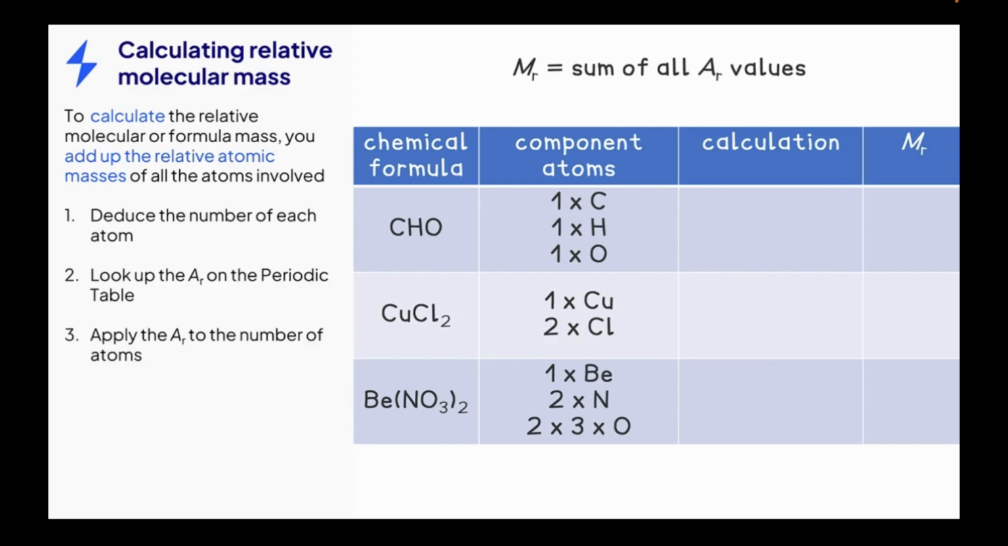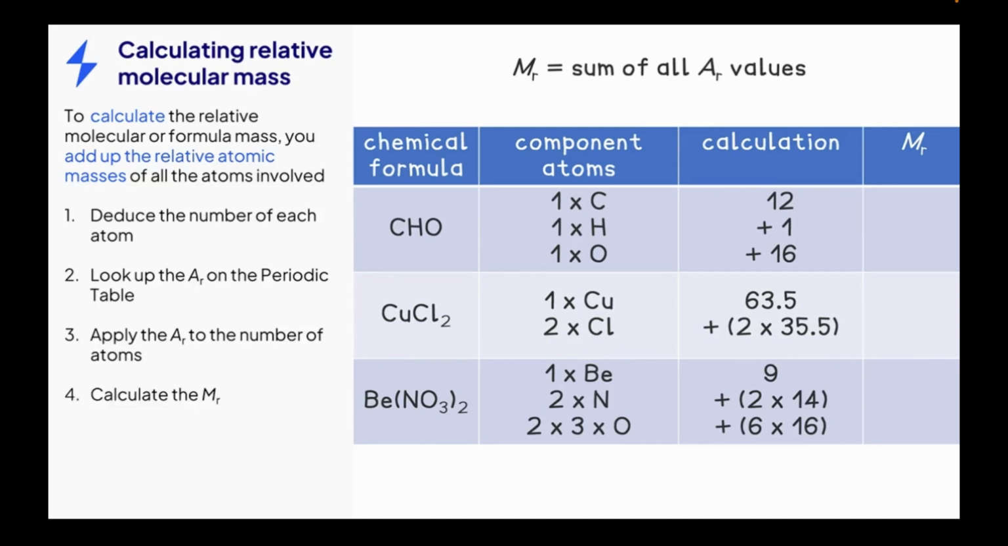So, CH2O is 12 plus 2 times 1 plus 16. CuCl2 is 63.5 plus 2 times 35.5. Be(NO3)2 is 9 plus 2 times 14 plus 6 times 16. Once you have the calculation, you can work out the Mr. CH2O is 30. CuCl2 is 134.5. Be(NO3)2 is 133.